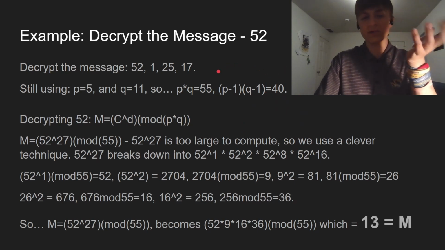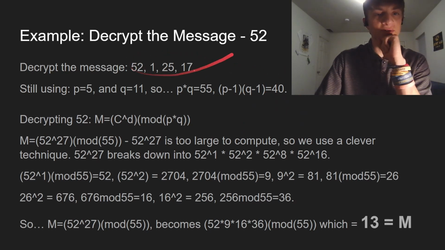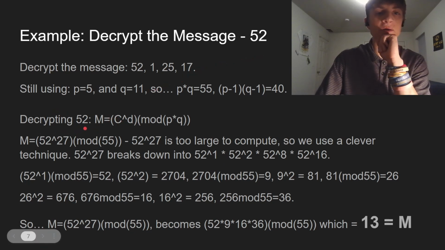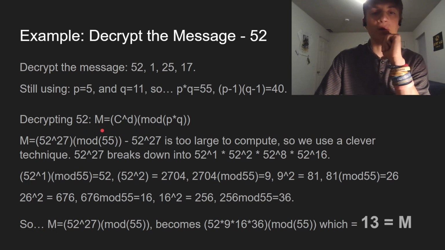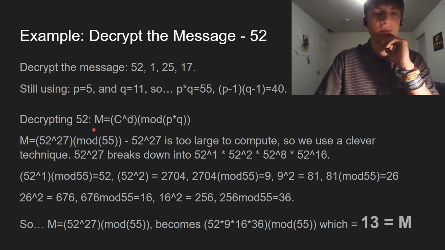So we'll go ahead and decrypt the same message. We start off with 52, and decrypting 52, we'll use our other decryption formula where we solve for the original number to be translated back to our letter, where we take our ciphertext raised to the power of D and then mod 55. So here we have M equals 52 to the 27 mod 55.